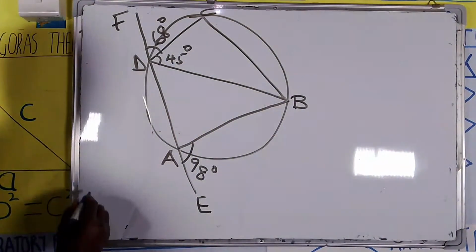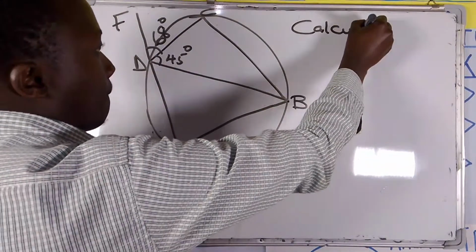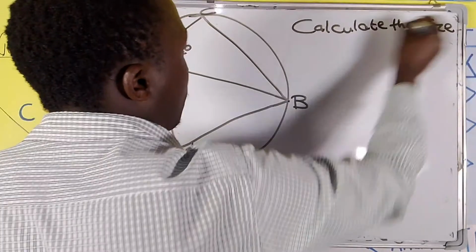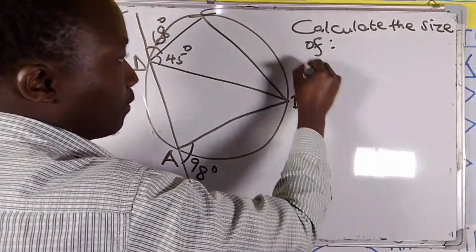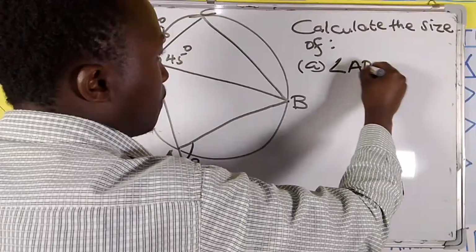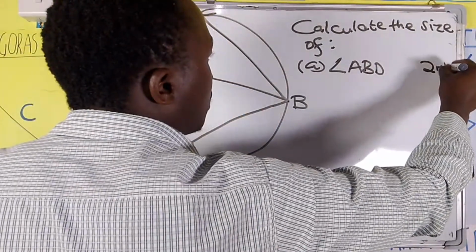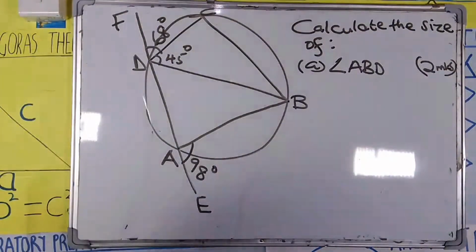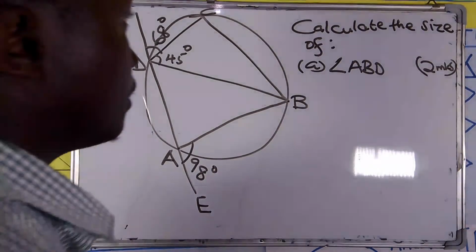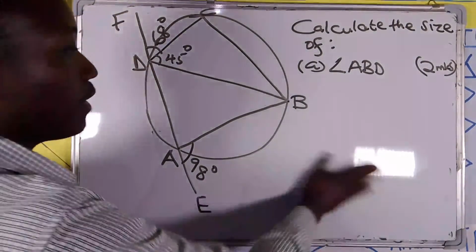So calculate the size of angle ABD, 2 marks. If you have not written it down, you can rewind the video and try to get the full question. Just in case you cannot get it, I'm going to share the question later. So calculate the size of angle ABD.